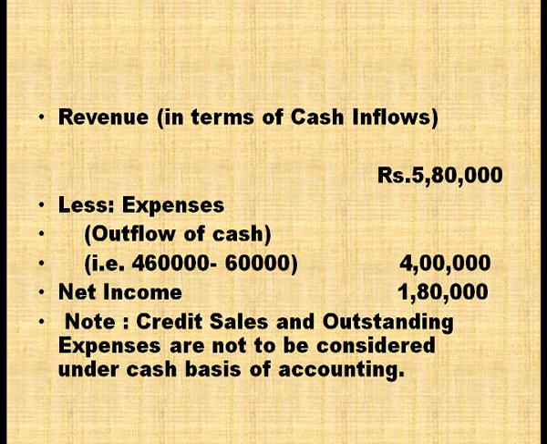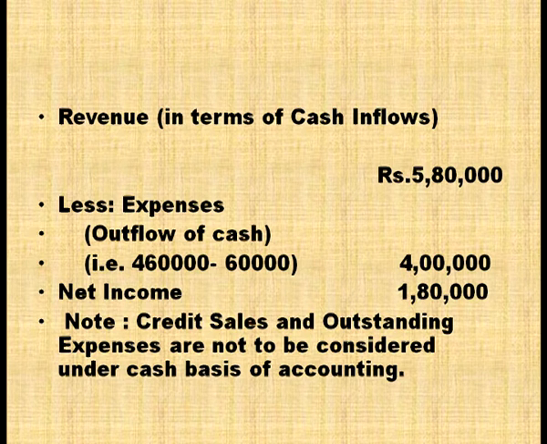Revenue 5,80,000. That is because of the sales, 5,80,000 is coming inside the business. Expenses 4 lakh. Net income is revenue minus expense. 5,80,000 minus 4 lakh gives you 1,80,000. Here, credit sales and outstanding expenses are not considered. So the net income came to ₹1,80,000 under cash basis of accounting.